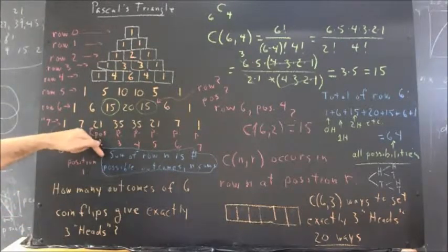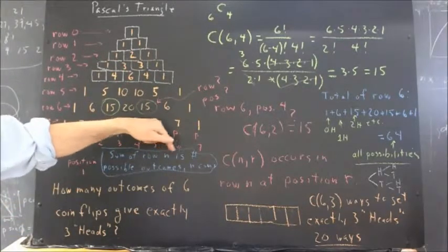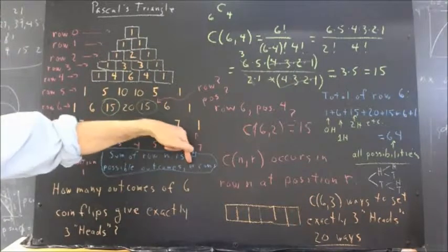We can generalize. We can say that the sum of row n is the number of possible outcomes if we flip n coins.